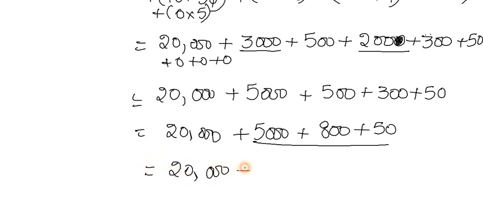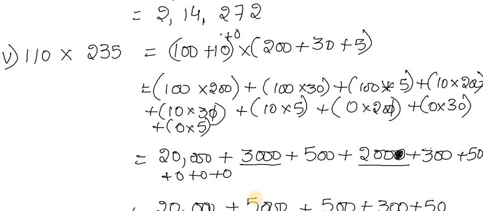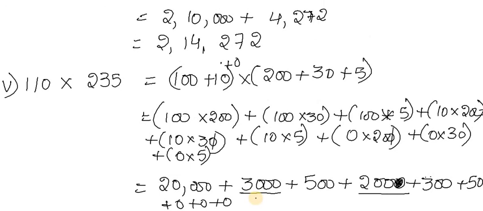20,000 plus 5,850. Now you add these two, the answer will be 25,850. So this is our answer if you multiply 110 with 235. I hope you all understand the class. Expanding form of brackets. If brackets are given, we will just solve each and everything in a simple manner.